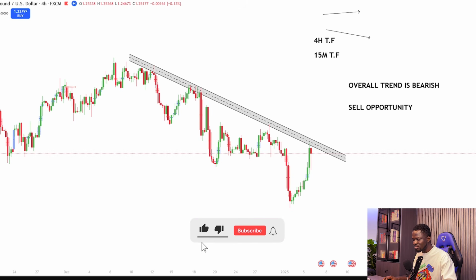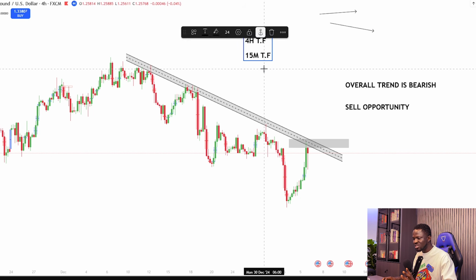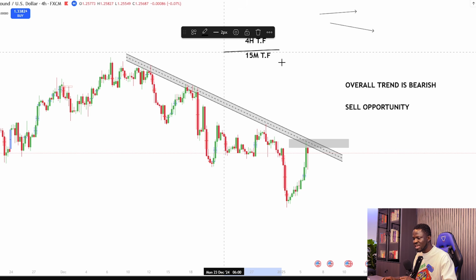Finally, the price action mitigates our POI the fourth time. Now is the time to scale down to the entry time frame, which is the 15-minute time frame, to execute our position on the 15-minute time frame.